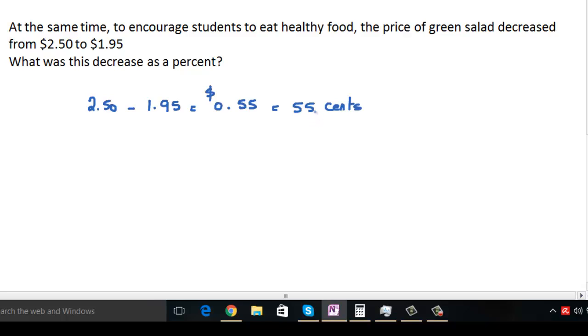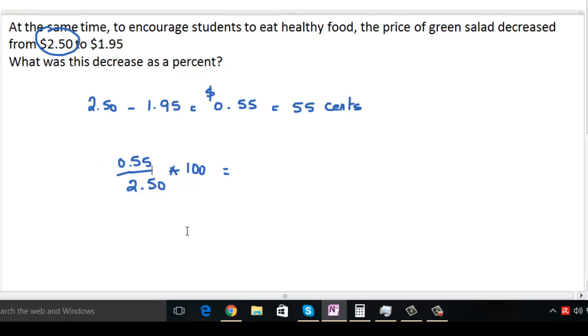Now I need a percentage. Again, I have to relate this number to the original. The original was what? The original was $2.50, not $1.95. So I will take the 55, divide it by 250, and multiply by 100 to get the percentage. Don't forget, this is $2.50, so I have to convert the 55 cents to the same unit, 0.55, because I'm talking about dollars.